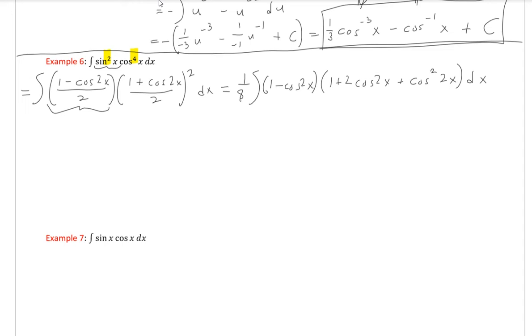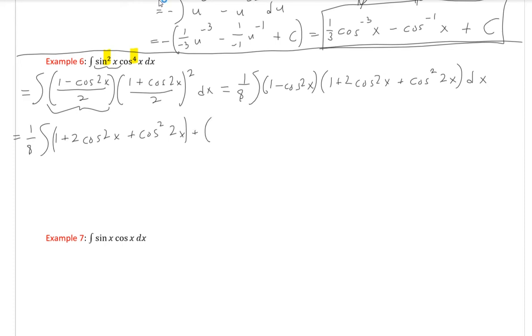Then if we multiply everything else out, we get 1 times each of these terms. So we get 1 plus 2 cosine 2x plus cosine squared of 2x. And then we get minus cosine 2x times each of these terms. So that's the 1.